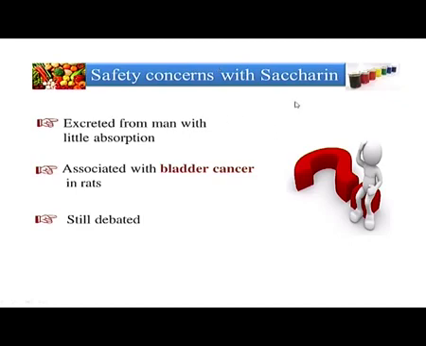There are certain safety concerns with saccharin, though, since there had been certain reports of its being associated with bladder cancer, although it's not been really confirmed, and this part is still debated. But there is some small caveat with which one should take these kinds of molecules.